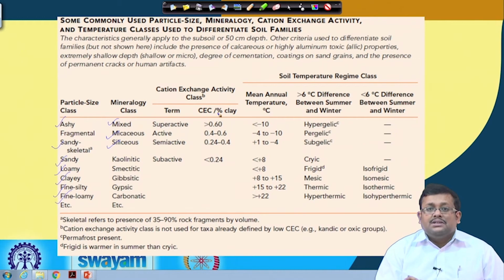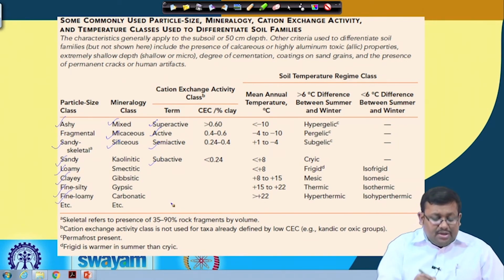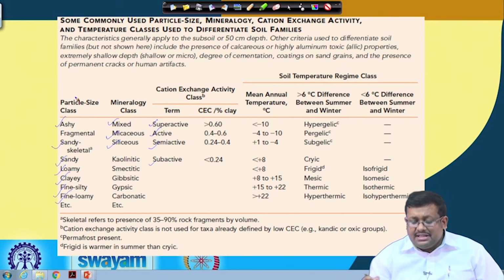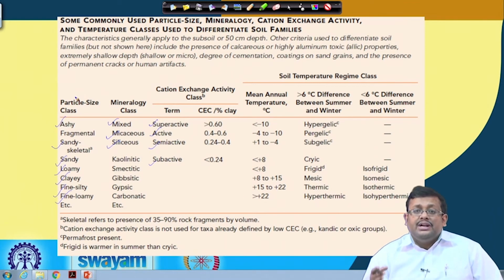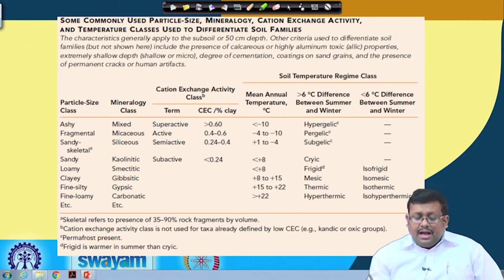Based on the cation exchange capacity, that means how much cation a particular soil can exchange from its surrounding medium, it can be divided into superactive, active, semiactive, and subactive based on the percentage of cation exchange capacity. So based on particle size, mineralogy, cation exchange capacity, and soil temperature regime classes, we can differentiate different types of soil families. So soil family basically considers all these measurable soil properties.